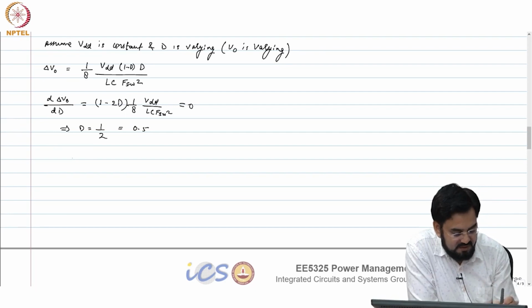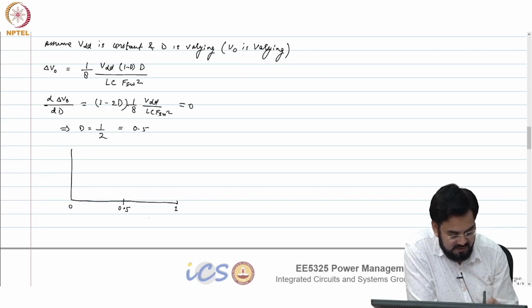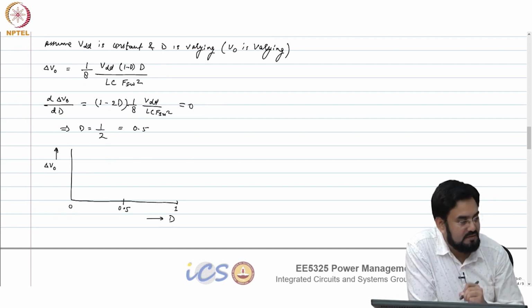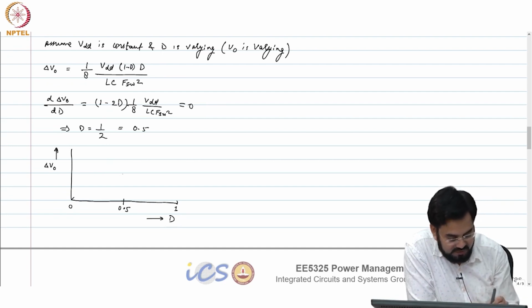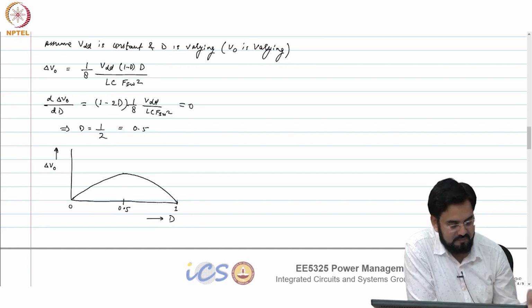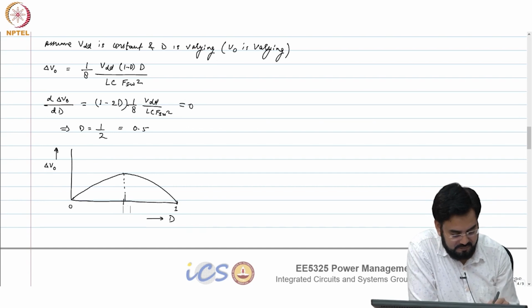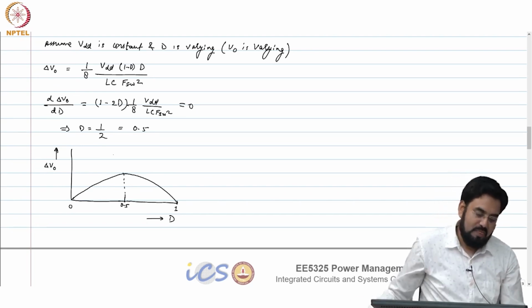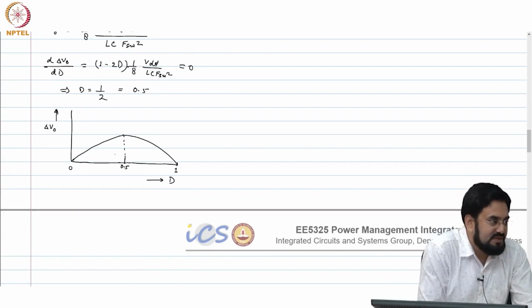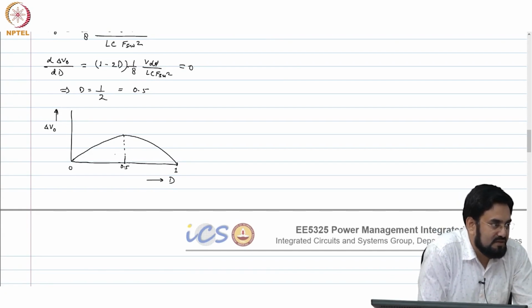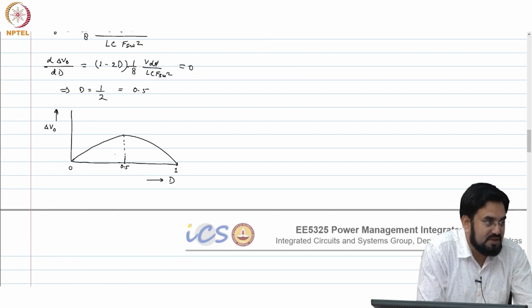So, there is a perfect symmetry around 0.5. So, this is 0.5. If you go 0 to 1, and this is your duty cycle, and this is your delta V out. So, this will be your maximum. Okay. At 0 and 1, ripple will be 0 because one of the switches will be permanently on, it will not be switching at all. So, that is why your ripple current and ripple voltage both are 0 there.